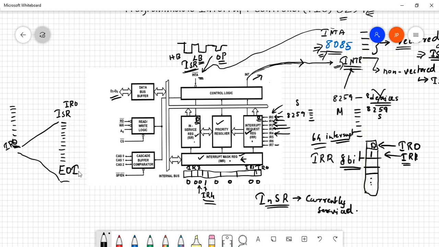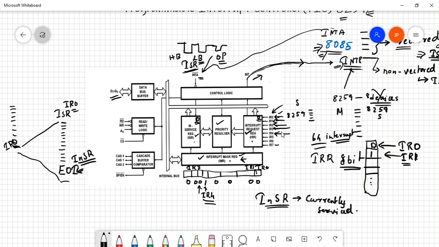Now this command is the command that clears the in-service register, right? The in-service register will be cleared. The corresponding bit of the in-service register, in this case it is the IR0 bit, will be cleared with this particular instruction, which is the end of interrupt instruction, right? I hope this is clear.